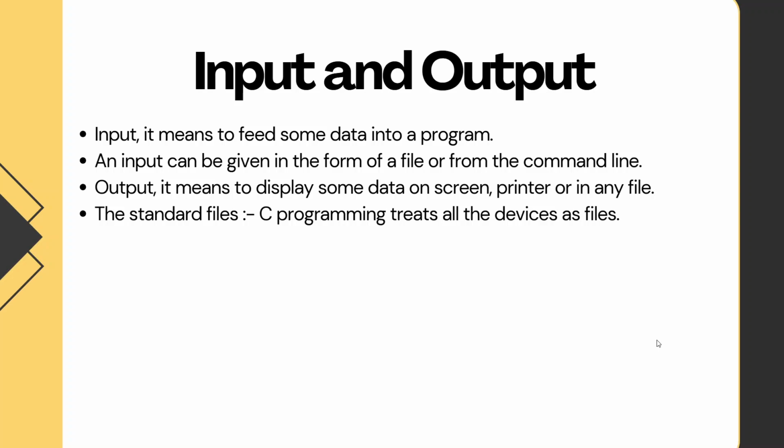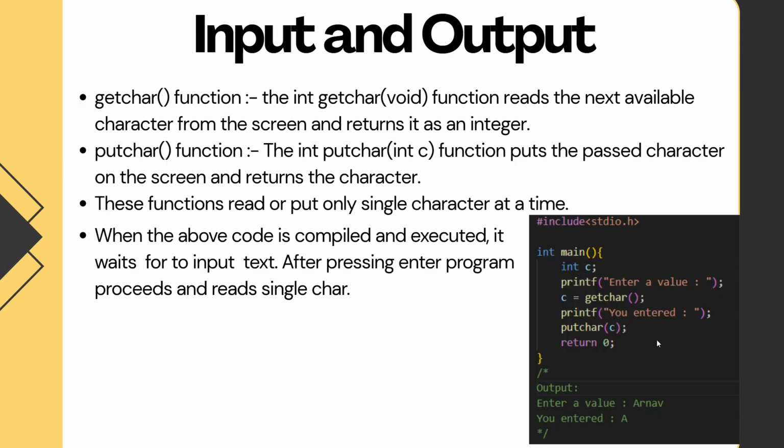The standard files. C programming treats all the devices as files. getchar function. The int getchar(void) function reads the next available character from the screen and returns it as an integer. putchar function. The int putchar(int c) function puts the passed character on the screen and returns the character. These functions read or put only a single character at a time.